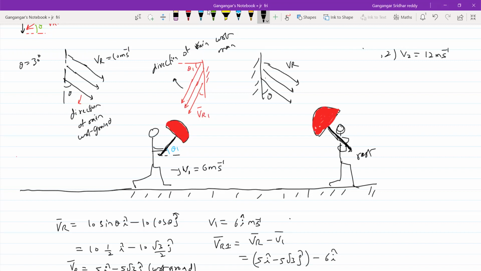So when it's at rest, the umbrella should be held against VR bar. When it's in motion, the umbrella should be held against the velocity of rain with respect to man. Finish, over. Nothing big. This much clarity is what you need. This is the first case. Tomorrow I'll continue with the remaining cases. So, velocity of man.